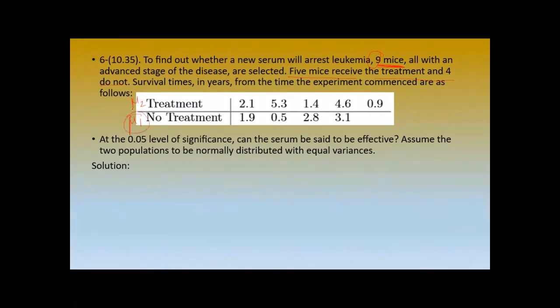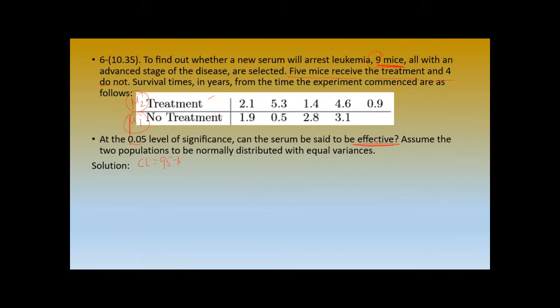So this one will compare the population mean, and this one will compare the population mean too. In years, you can change. You can take this one as new and this one as old. No problem. The survival time in years from the time the experiment commenced is as follows. Survival time is again given with treatment and without treatment, isn't it? There are 2 cases. So at the 0.05 level of significance, when you get a level of significance, what is your confidence level? 95%, you are confident about your statement, isn't it? Can the serum be said to be effective?